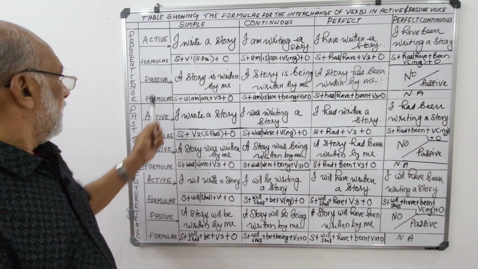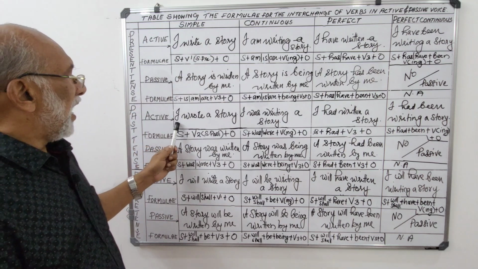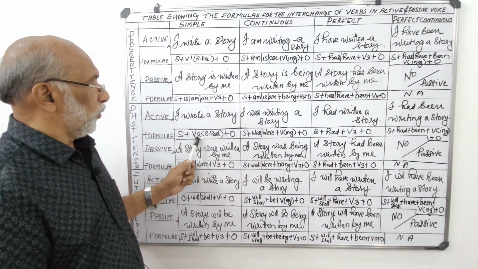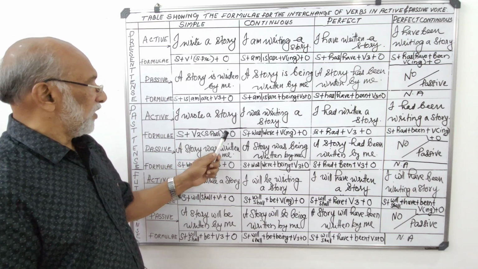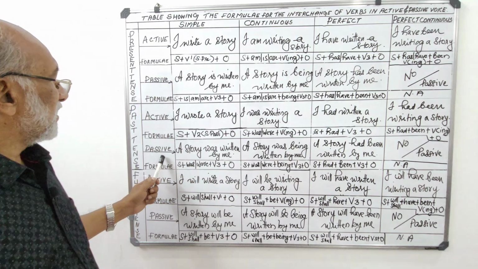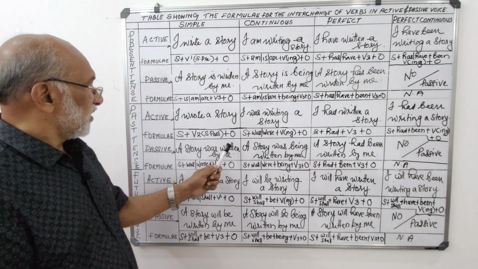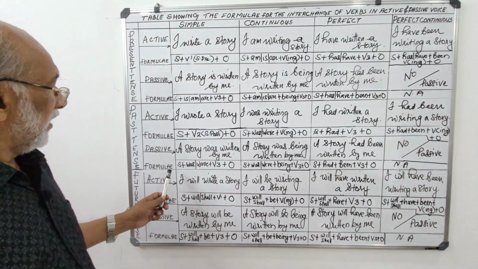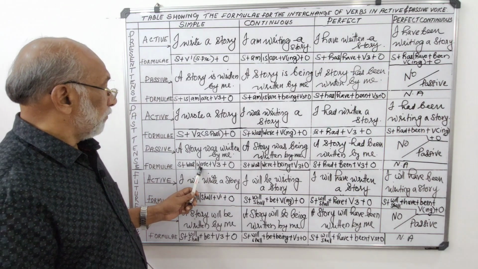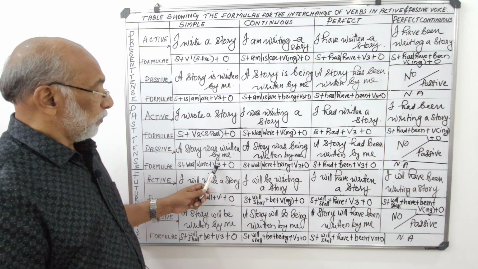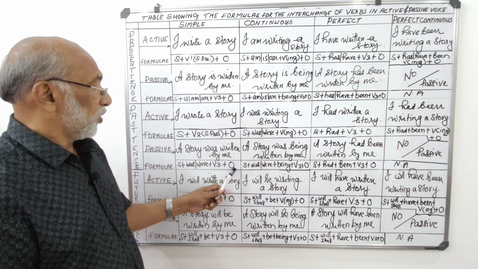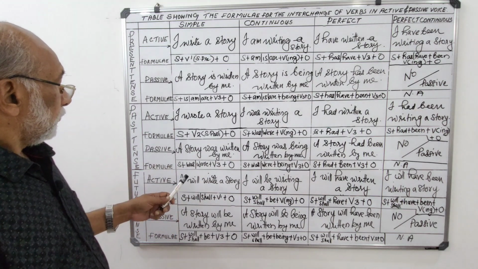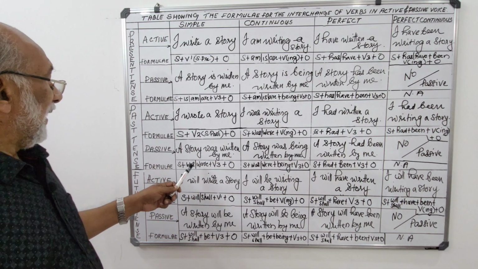Okay, simple past. Active voice, the same sentence. Okay, I wrote a story. Subject plus V2, that is simple past tense plus object. Coming to the passive voice, a story was written, singular, so a story was written by me. Formulae, subject plus was or were plus past participle of the verb plus object. And that is the passive voice.